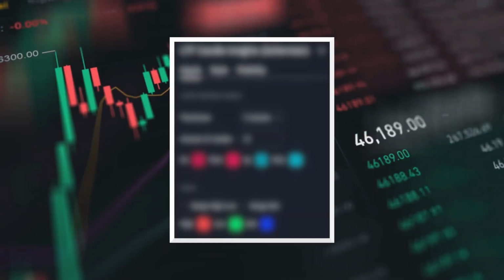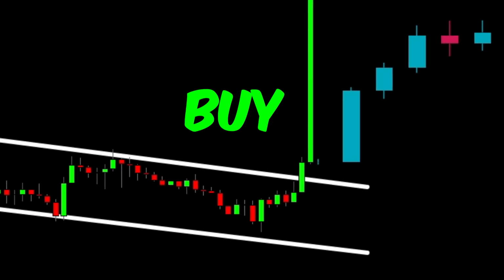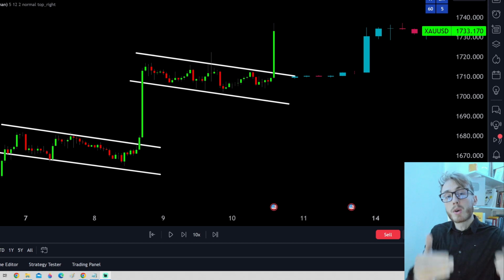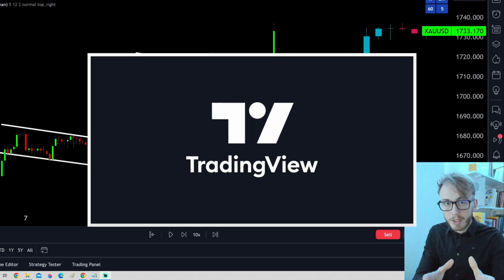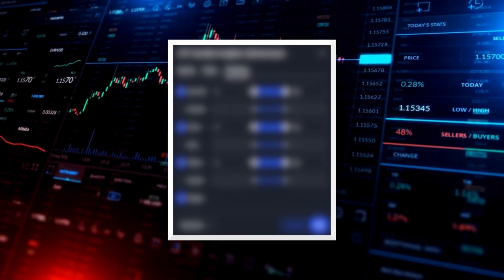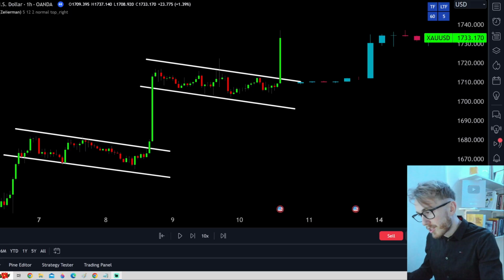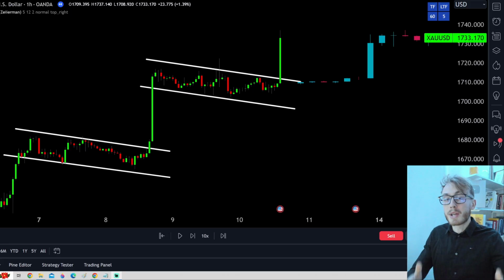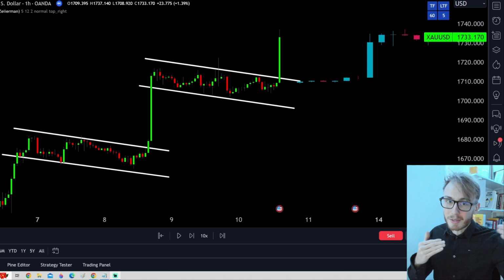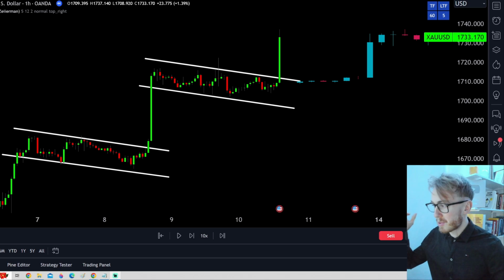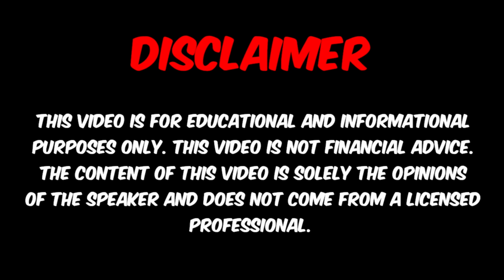This TradingView indicator predicts breakouts early. Today we are gonna look at how to find the indicator in TradingView, how to adjust the settings for better performance, and of course, guys, how to use the indicator trading breakouts. I hope that sounds good, so without further ado, let's jump right into it.